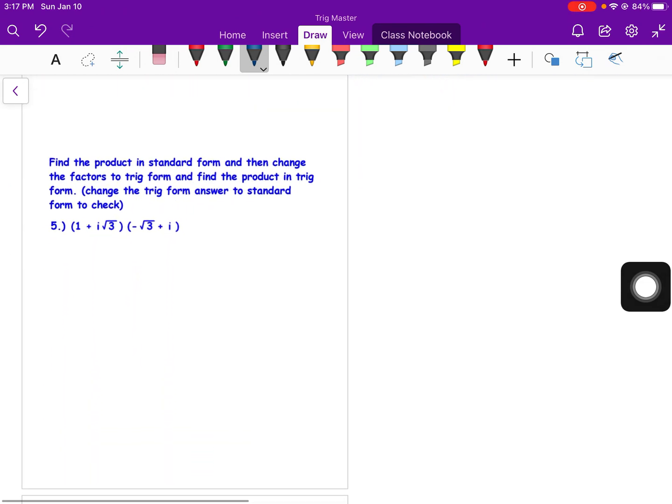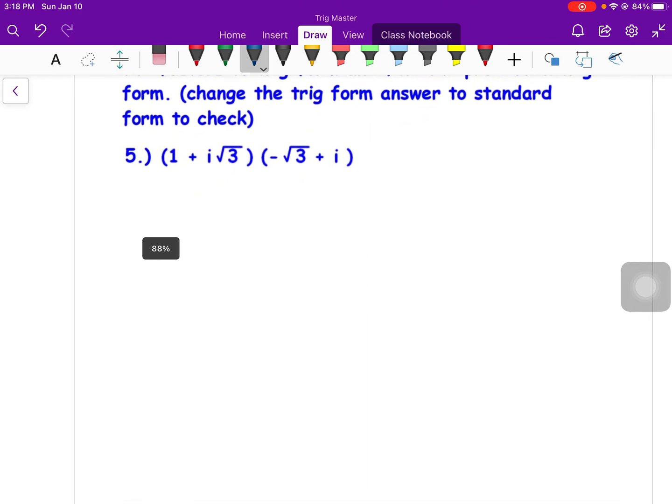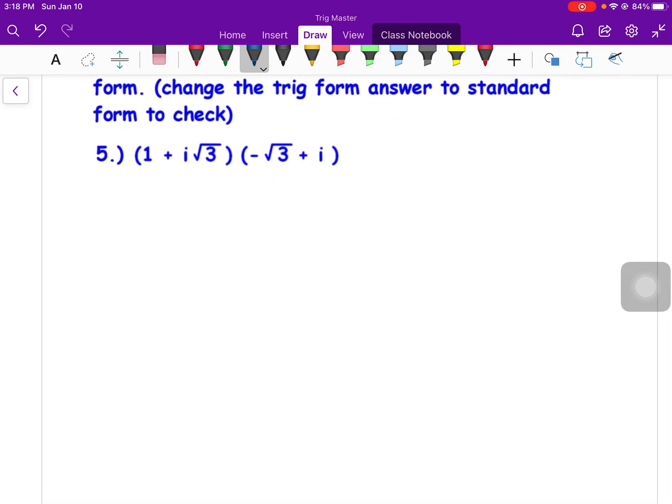For the next one, we are going to find the product in standard form and then change these factors to trig form and find that product in trig form. So this problem is going to take up a lot of space, so don't write too big. Writing it in standard form is going to be pretty simple. We are just going to FOIL.